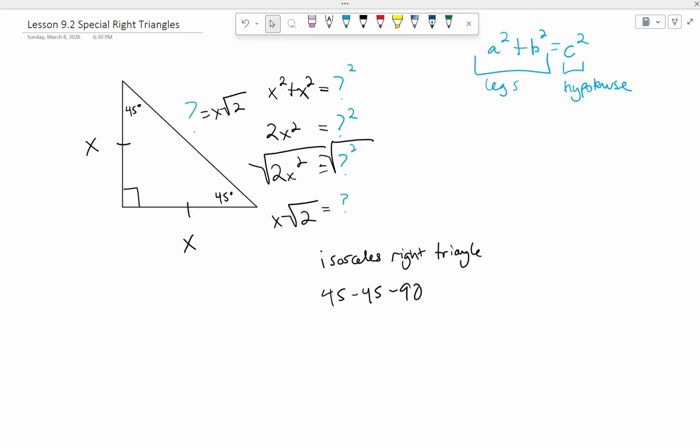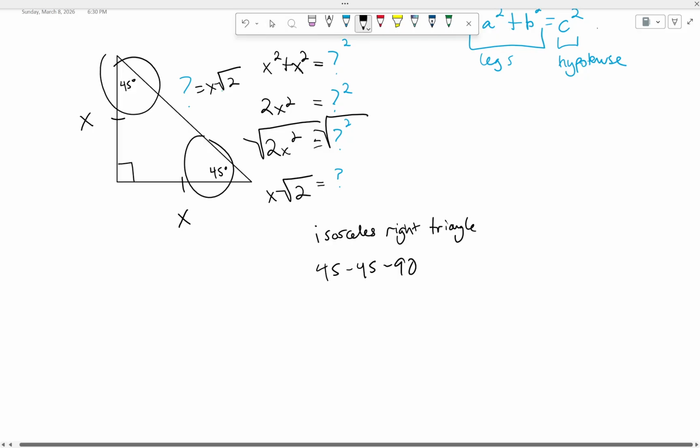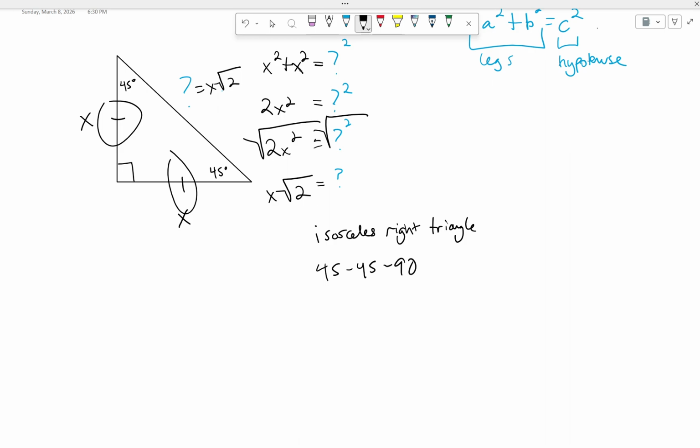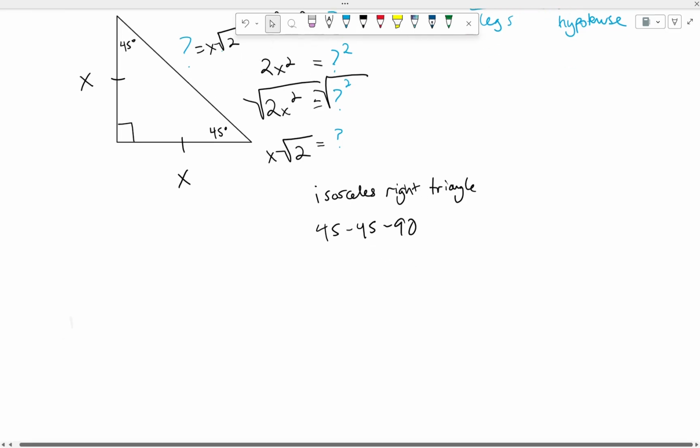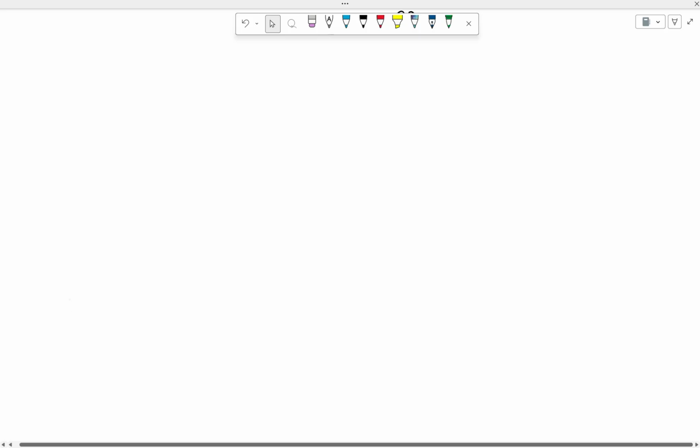So here's where less is more. If you pay attention to this lesson, you don't have to utilize the Pythagorean theorem. This is a shortcut. When we recognize that we have a 45, 45, 90 triangle, which happens when we have two congruent sides, then the hypotenuse is one of the legs, because they're the same, times rad 2.